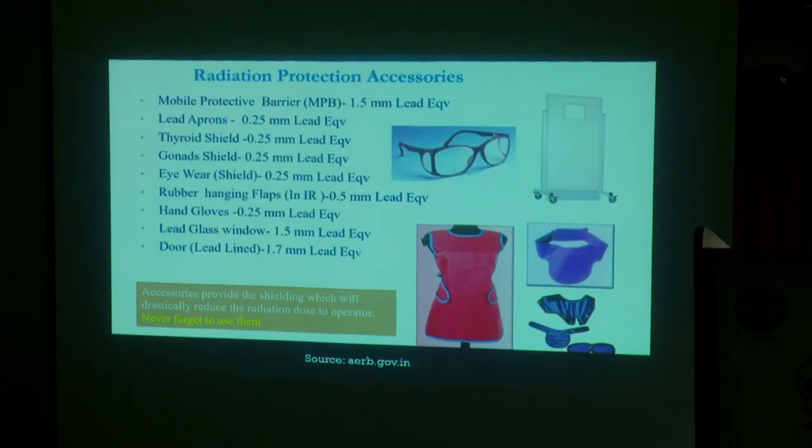Now coming to radiation protection accessories, AERB guidelines are 0.25 mm lead equivalent for lead apron, thyroid shield and gonad shield. For IVR, 0.25 mm lead equivalent, and there should be a separate one for the plastic frame. 0.25 mm for the eye shield, and separate for the plastic frame. Then the lead glass window between the person taking a scan and the wall is 1.5 mm lead equivalent. Lead glass window should be there. So we should know about all these lead equivalents. Coming to the next station, identify the artifact.